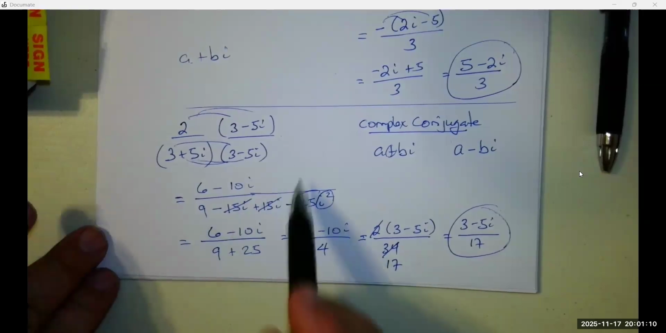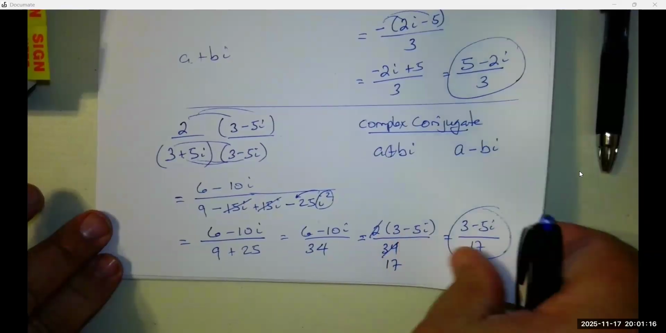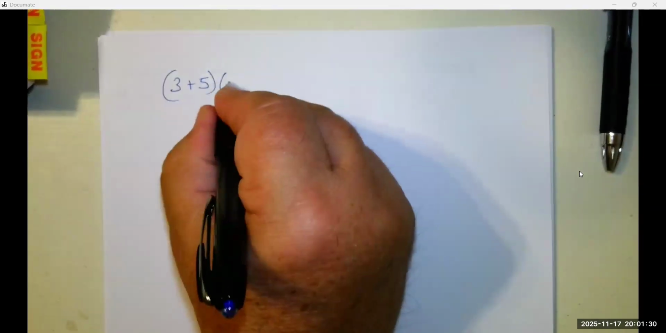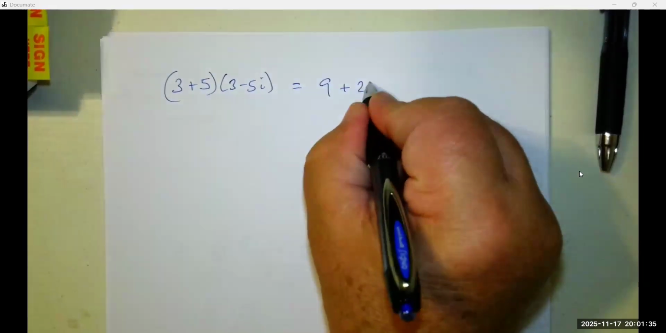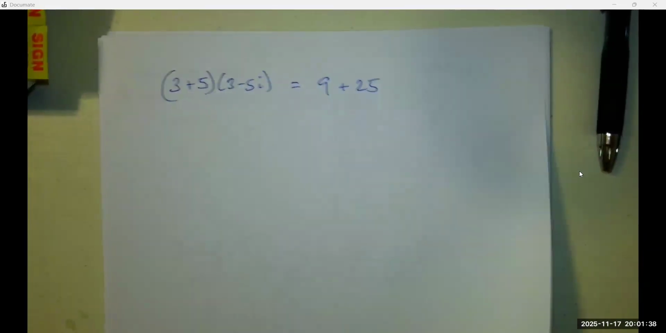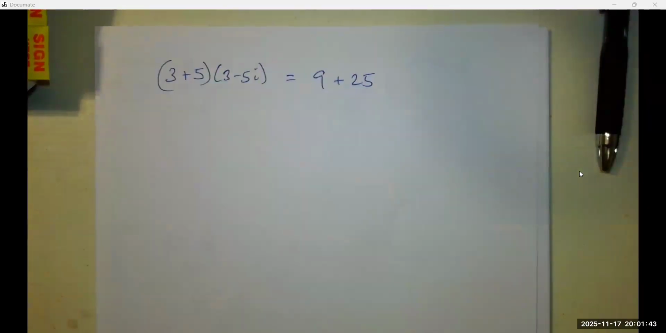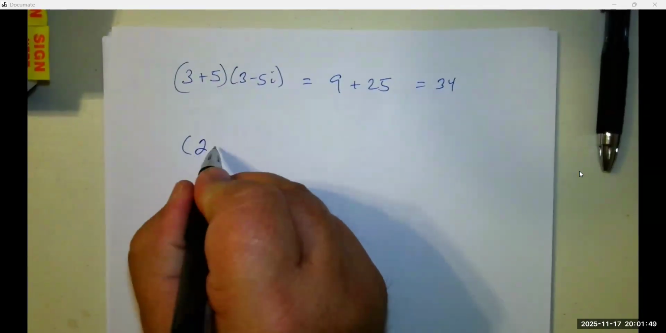Okay, the hardest part is the extended part here, but here's a shortcut. Whenever you multiply by a complex conjugate, let's look at the one we just did. 3 plus 5i times 3 minus 5i became 9 plus 25, which became 34.